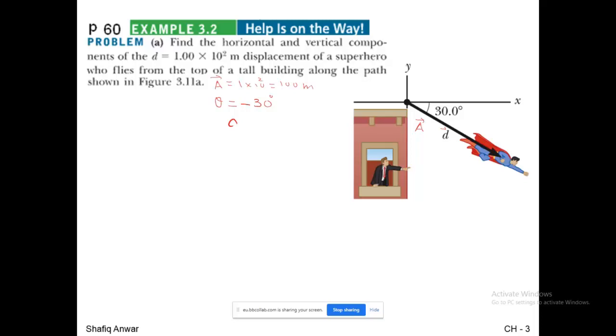Yes, because I told you when the angle is from the positive x-axis, anti-clockwise, as a rule we take the angle positive, and this angle is from positive downward, in the opposite direction. You get the point? So we take minus 30 degree. Clear?